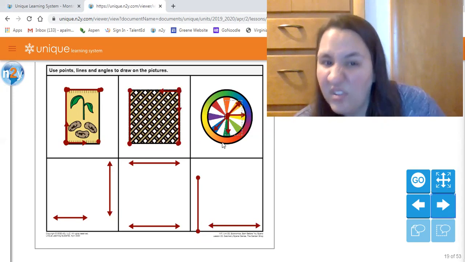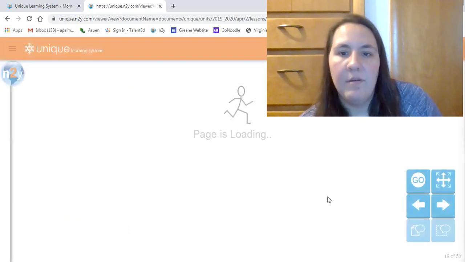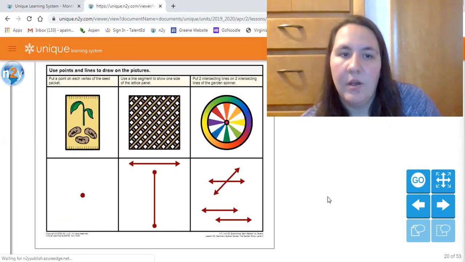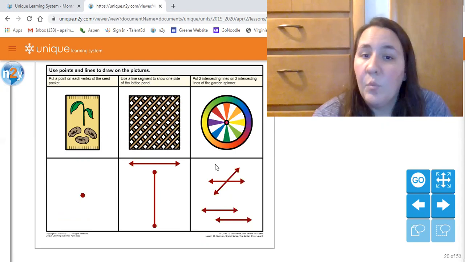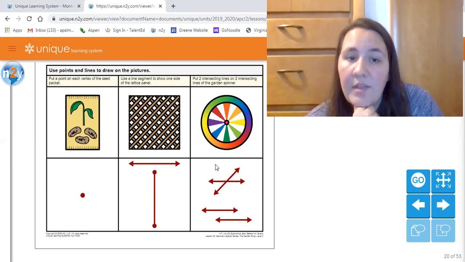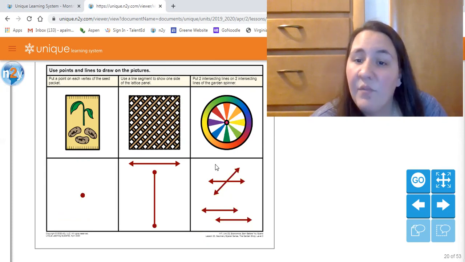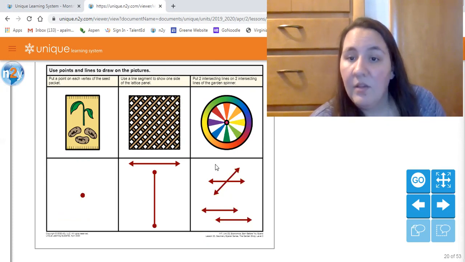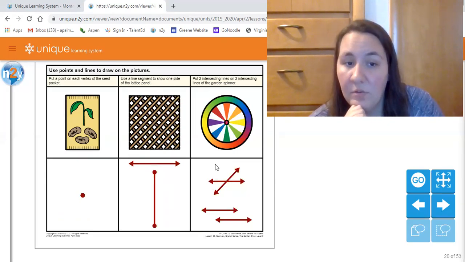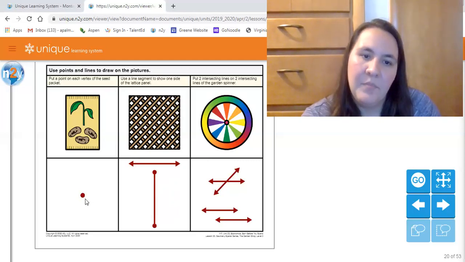So a circle is a little different than our square and rectangle. Okay, so let's move on. These are points. So we just did a little bit of practice. Now you're going to do it on your own. You're going to use these points and lines to draw on the pictures, just like we just did. So with your finger, I want you to put a point on each of the vertex of the seed packet. So just like we did on the last one, point with me where these points should go. Use your finger to touch and show me where the points should be on this seed packet.